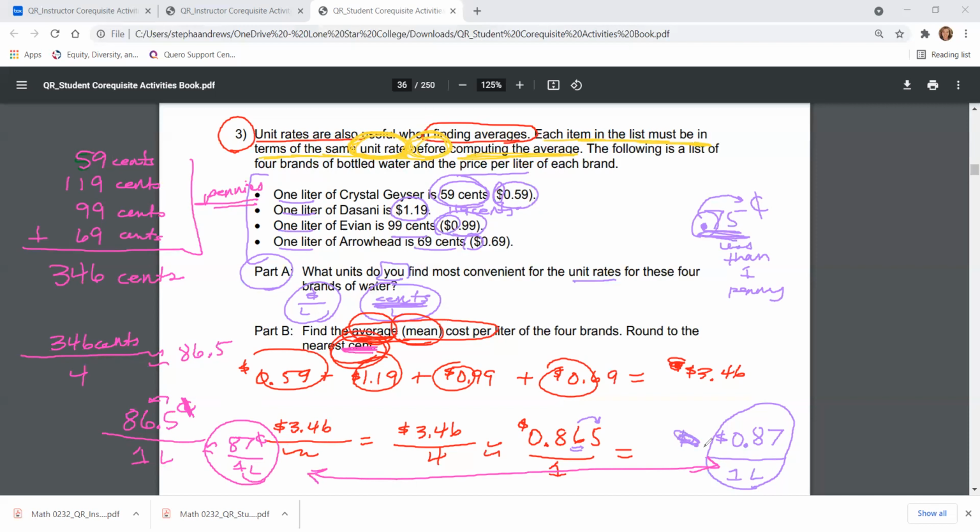So the last thing I would like to share with you is where this question number 3 is going. It doesn't ask me to write a sentence, but I'm going to go ahead and state a sentence: the average cost per liter for these 4 brands of water is 87 cents per liter, or you could write it like this, 87 cents per liter. And the last thing I'd like to leave you with is where we're going with this number 3.